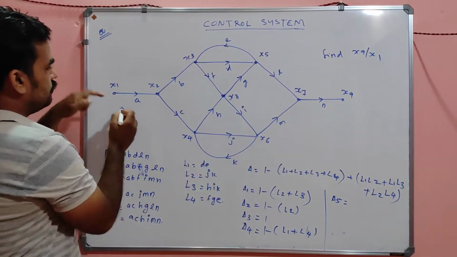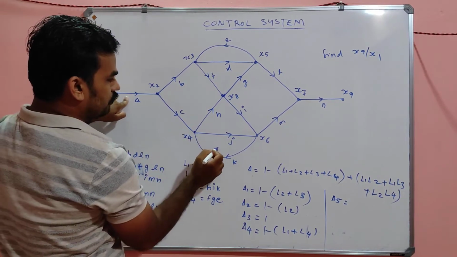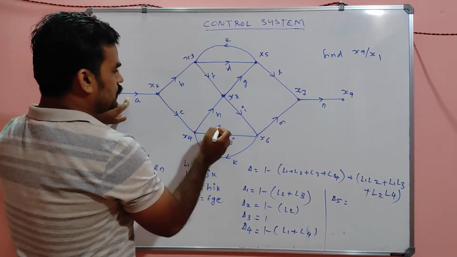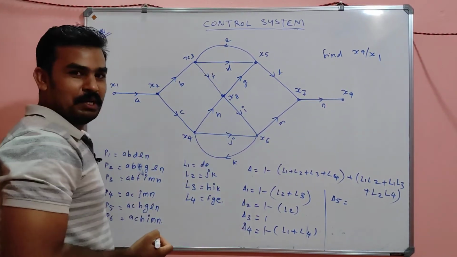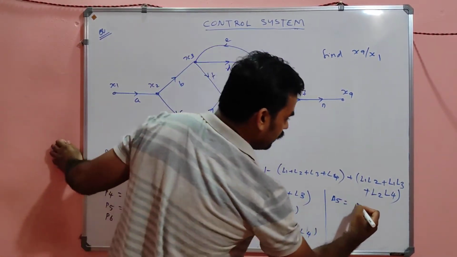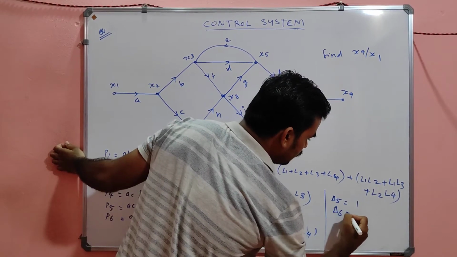ACHGLN, correct. This means during this flow, cutting this loop, touching this loop, every loop is cut by it. So it is simply 1. And what is del 6 finally?